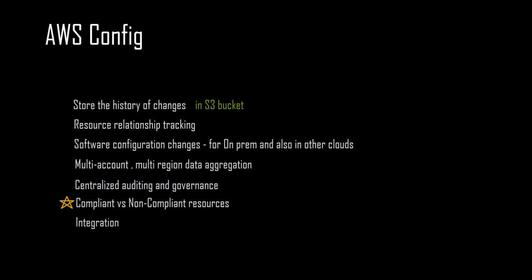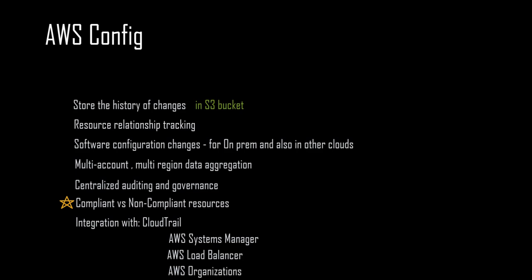AWS Config integrates seamlessly with CloudTrail as well. When you do that, you can obtain the events that invoke the change. It also integrates with AWS Systems Manager, and when you do that, you can record software changes in your EC2 instances and servers on your premise. Integration with AWS load balancers is also possible, and this is done if there are any configuration level changes to your application load balancers. AWS Config works great if you've got multiple accounts and you're using AWS Organizations to define your accounts. That way you can get that multi-account, multi-region data aggregation feature.